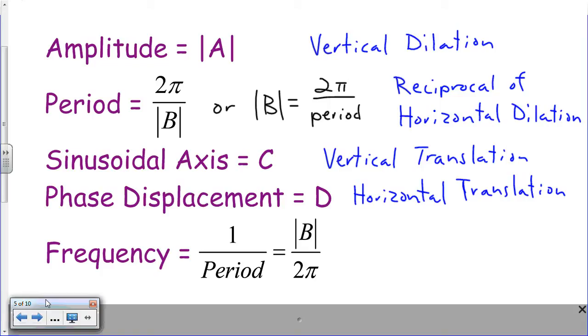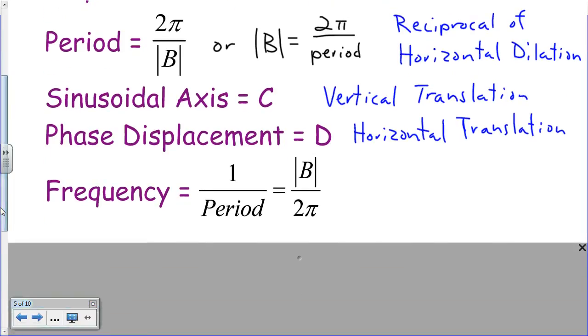Or literally, that would be the absolute value of b divided by 2 pi. If you just wanted to take the period that we wrote up above and reciprocate it, that's what you'd end up with. So if you're asked about frequency, usually what we do is find the period and then reciprocate that, and you've got the frequency. Or vice versa: if they give you frequency, reciprocate that. That tells you the period.